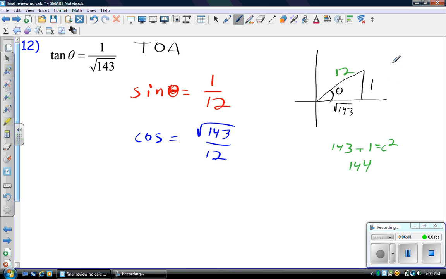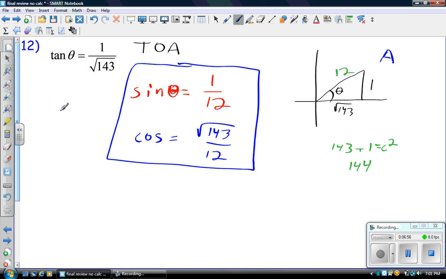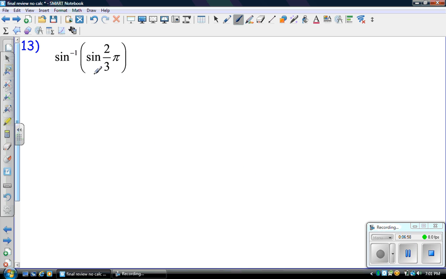And again, since I'm in the first quadrant where all are positive, I don't have to worry about negative signs. And there we go. Number 13, this is that inverse trig, which frightened us a little bit. Remember that we want to work this first. This is regular trig. Find the sine of 2 pi over 3.